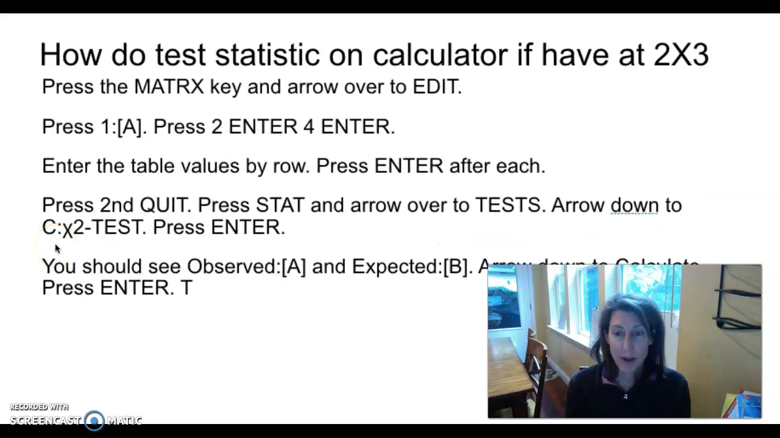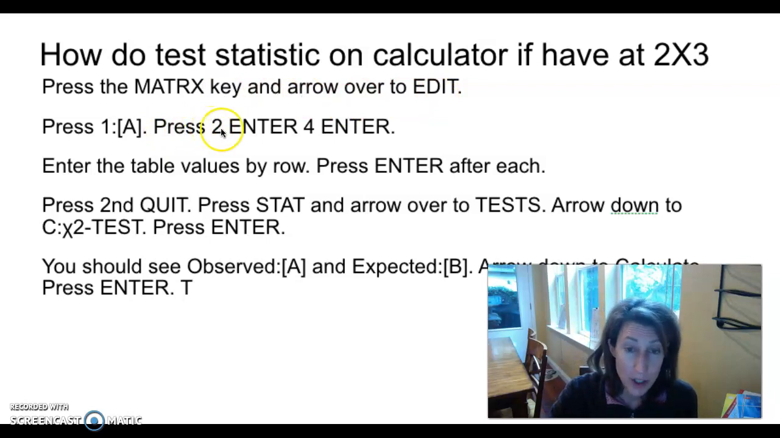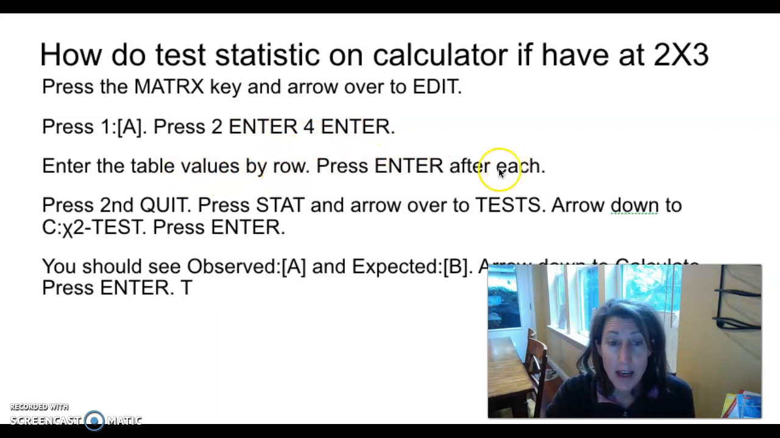So how do you do this? You're probably wondering, oh my gosh, how do I do this on my calculator? Okay, it's a pain. So how you do the test statistic is we've got a 2 by 3 matrix, right? We have our observed and our expected. Those are our 2 rows. So we would go to the matrix key, arrow over to edit, and press enter. We would press 2 enter and then 4 enter, and that's going to give us our table values. And every time we get to a table value in our calculator, we enter a statistic, enter a statistic. Then we're going to quit. Okay, that's how we create our matrix.